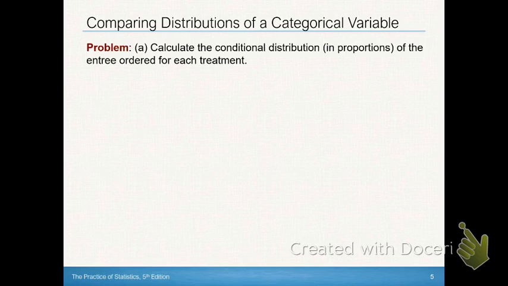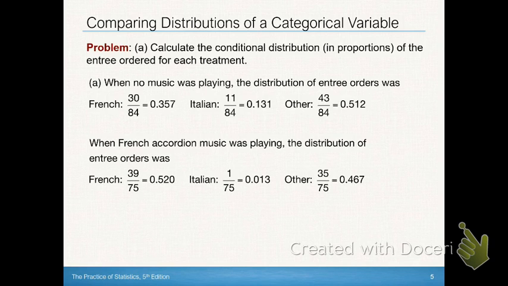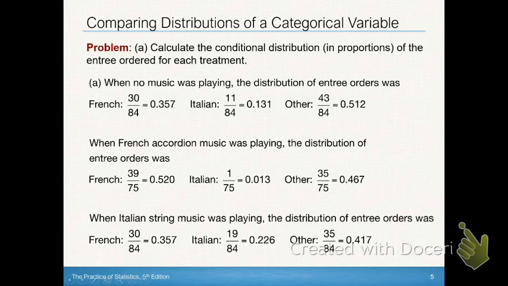So what we need to do first, if we were back in chapter 1, is we looked at all of the conditional probabilities. So given that there is no music playing, what are the probabilities that they ordered a French entree, an Italian entree, or some other entree? And then given that there was French music playing, what was the distribution? Given that there is Italian music playing, what was the distribution?